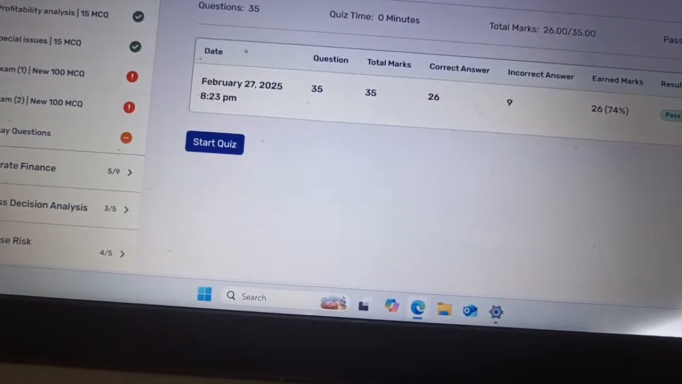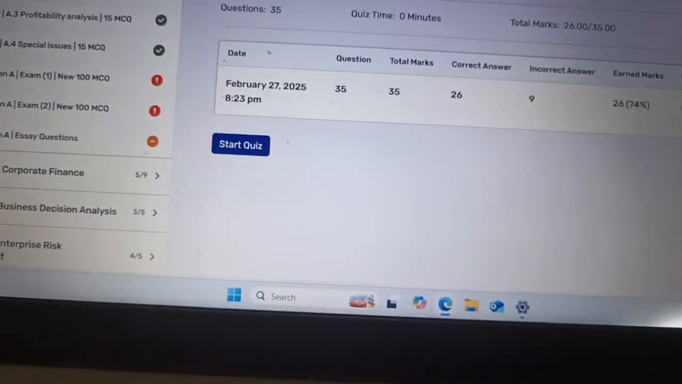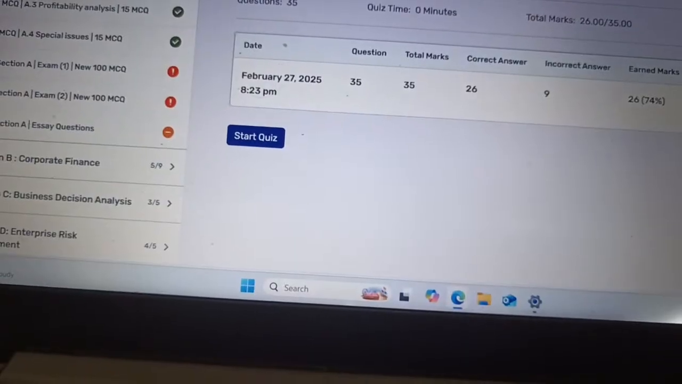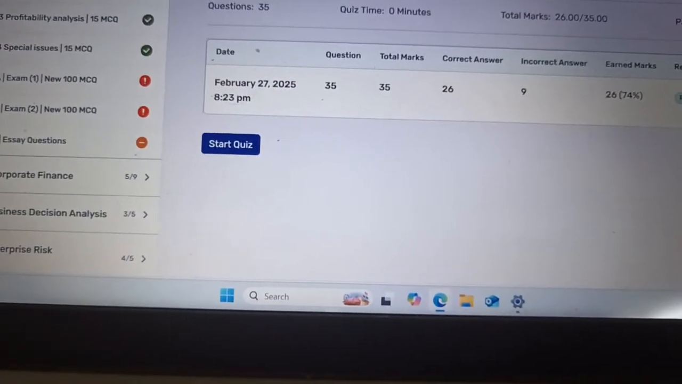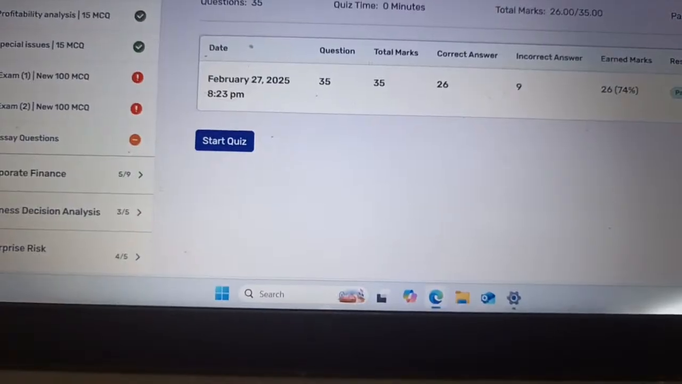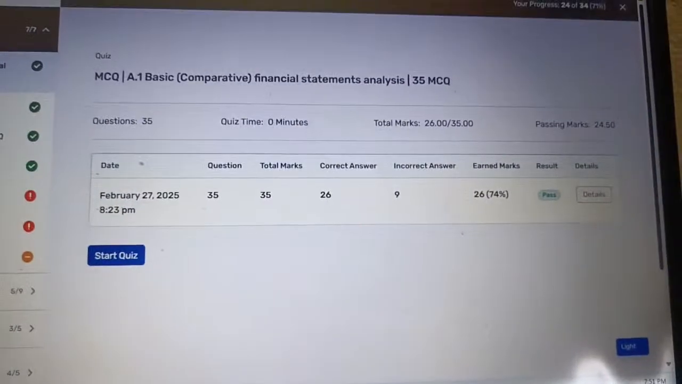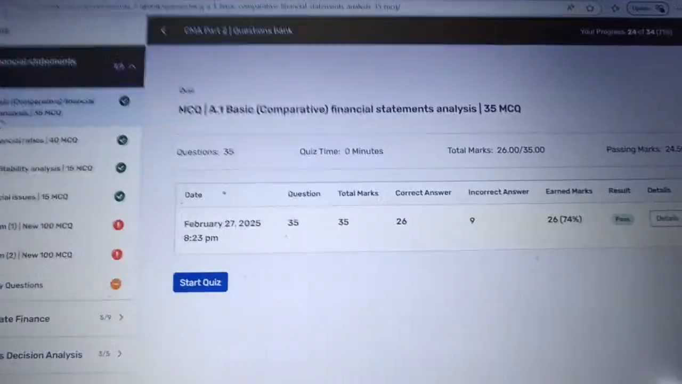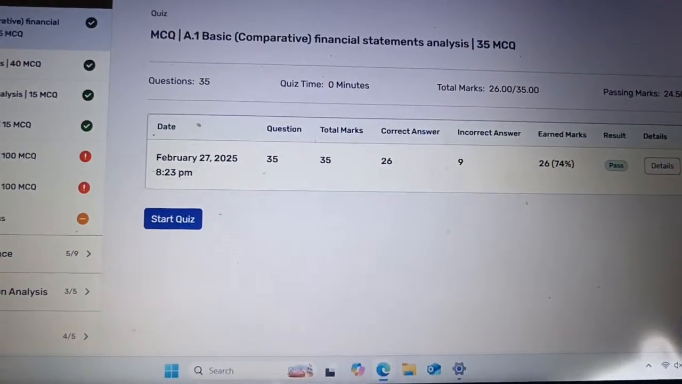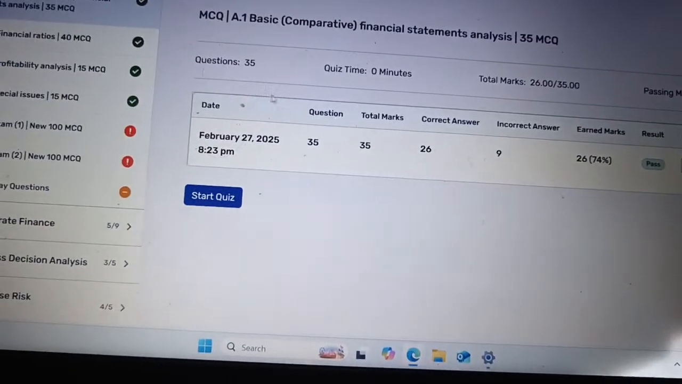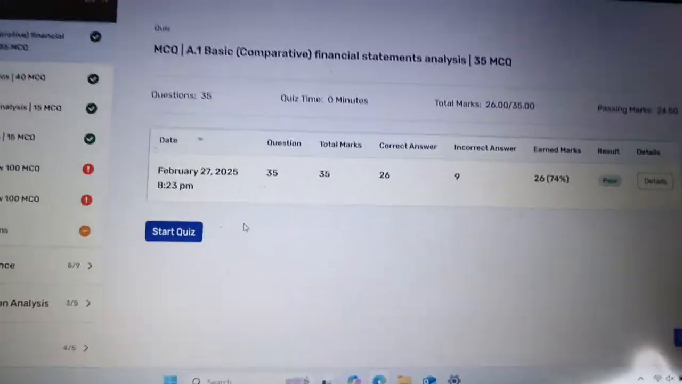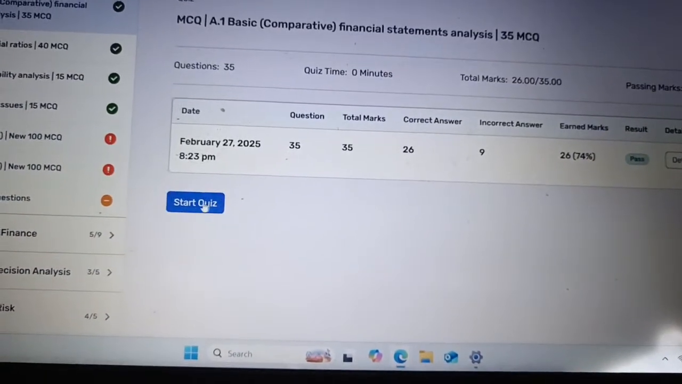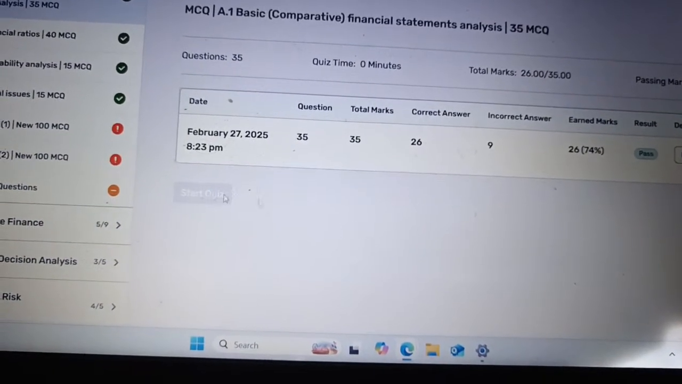Now we are revising financial statement analysis. These are the financial statement analysis questions. Okay, there are a total of 35 questions. We need to answer all the questions. There is no time limit for the 35 questions. Let's start.